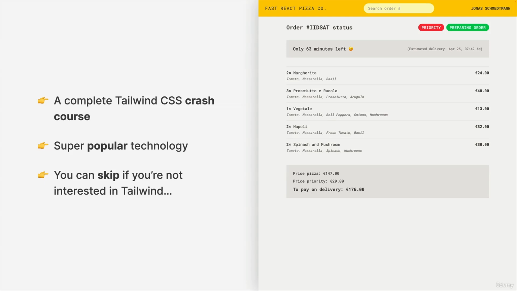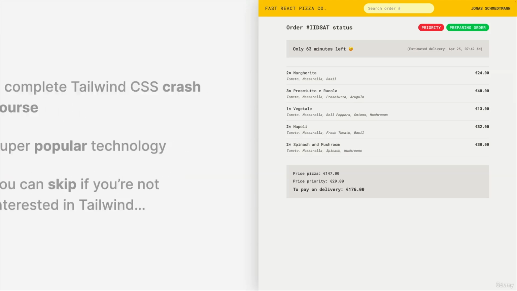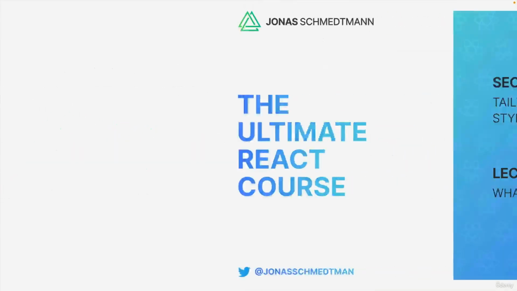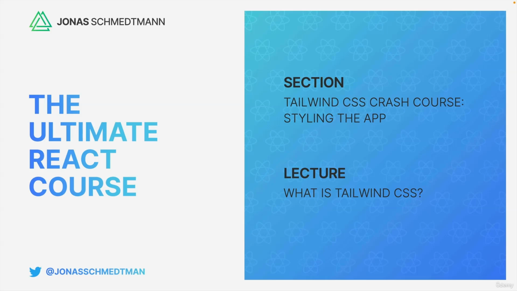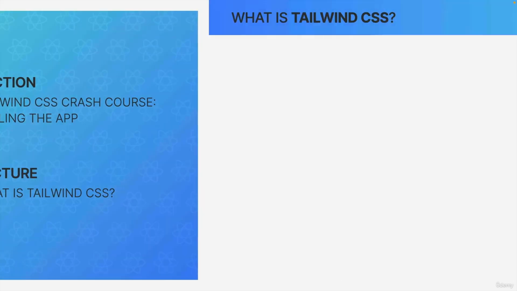course. Now, if you're not interested in this, you can safely skip this section and pick up the project right in the next one. But for the rest of us, let's now go set up Tailwind from scratch and then use it to style all the components that we need in this app. So as always, let's start this section by understanding the technology that we're going to be using. So in this case, that's Tailwind CSS.